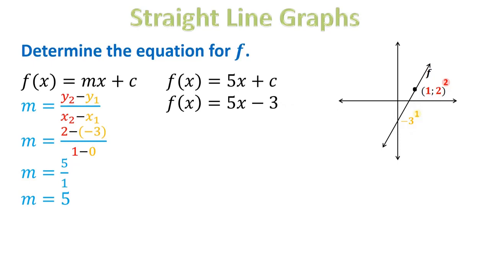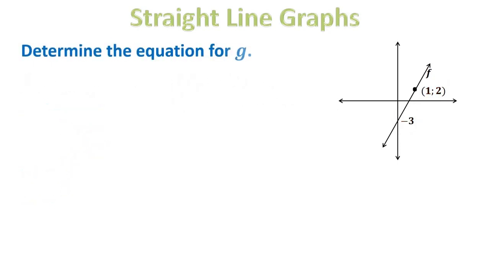Let's look at another line. We're going to have a line g. Can you see line g? It crosses line f there. And its y-intercept is 4, and its x-intercept is 4. And we want to find the equation for that line.